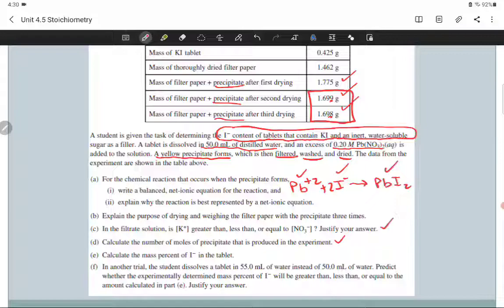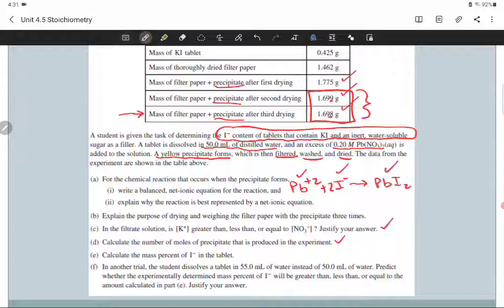So we have some things about precipitate. Now, if you noticed, we're going to use one of those two numbers, and it turns out that either of those two would have been perfect to use. I would bet that most people would jump down to that last one and use that. But that's the filter paper and precipitate, so we're going to have to subtract the filter paper. So 1.698 minus the 1.462 will give us the grams of precipitate. And then you'll have to turn that into moles with the molar mass from the periodic table.